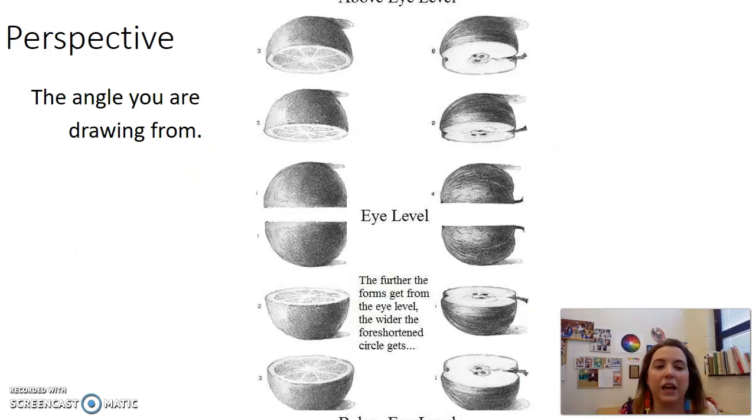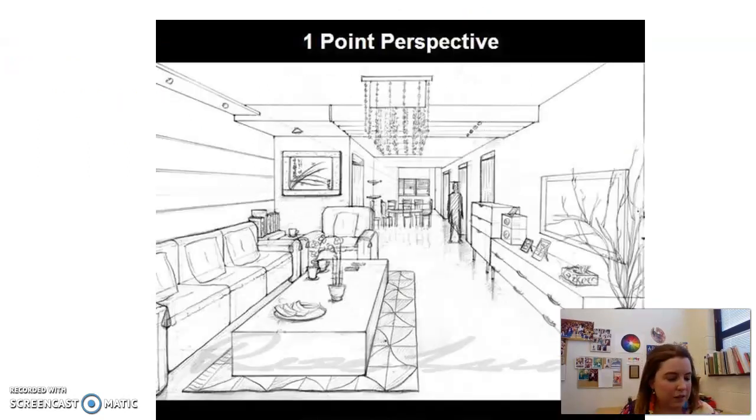So perspective is the angle you are drawing from. You could have the straight on perspective. You don't see the inside of the fruit. If I stand up, I now see the top of the fruit. If the fruit somehow magically floats above me and I look up, I will see inside. So there's lots of different types.